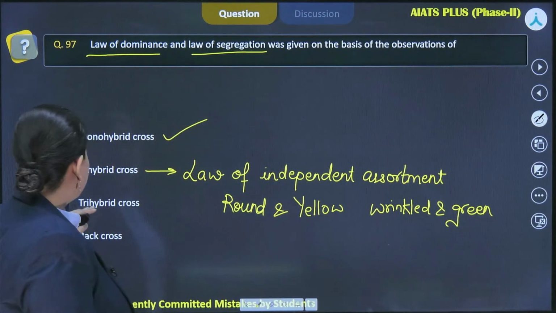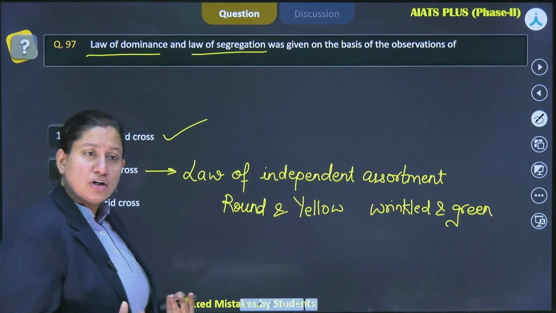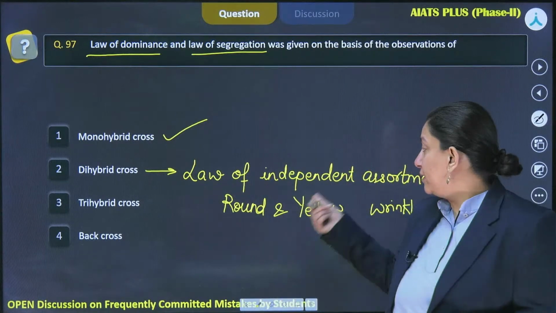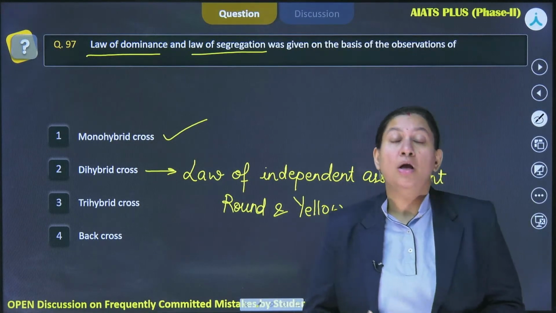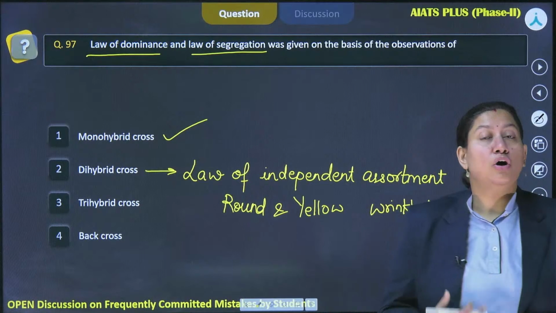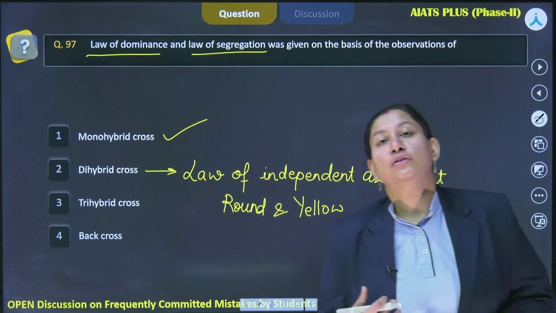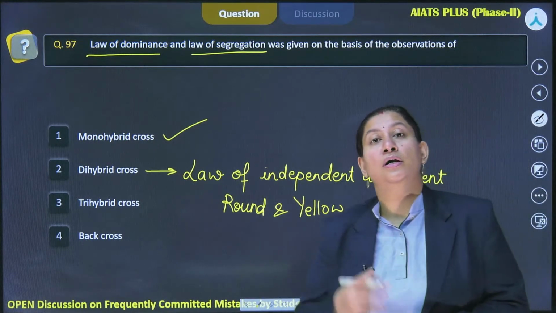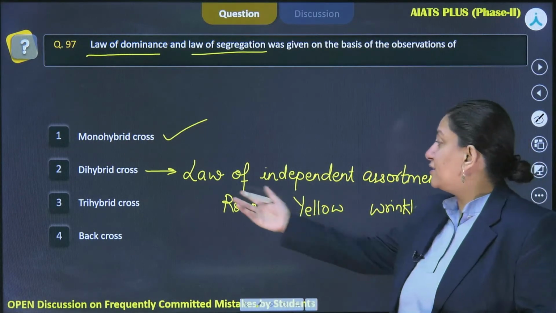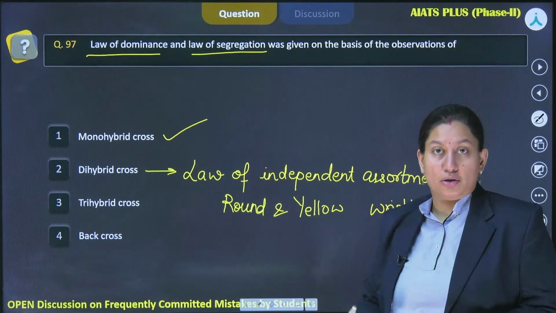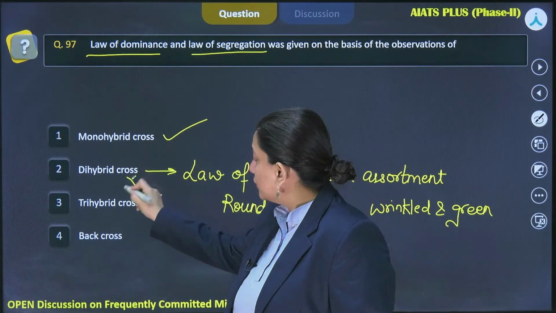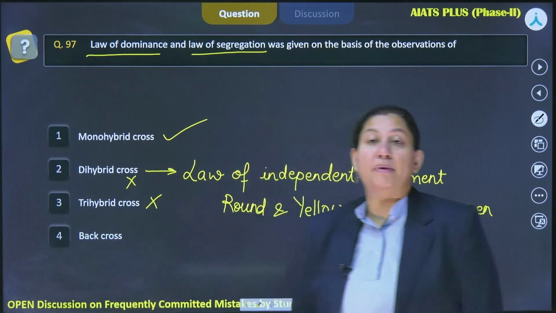So then trihybrid cross, this particular cross is used to ensure that the law of independent assortment still holds true, or the law of dominance still holds true, the law of segregation does hold true. So these trihybrid, tetrahybrid crosses were being performed in order to statistically satisfy these three particular laws. Now, this is also incorrect, and the fourth one is back cross.